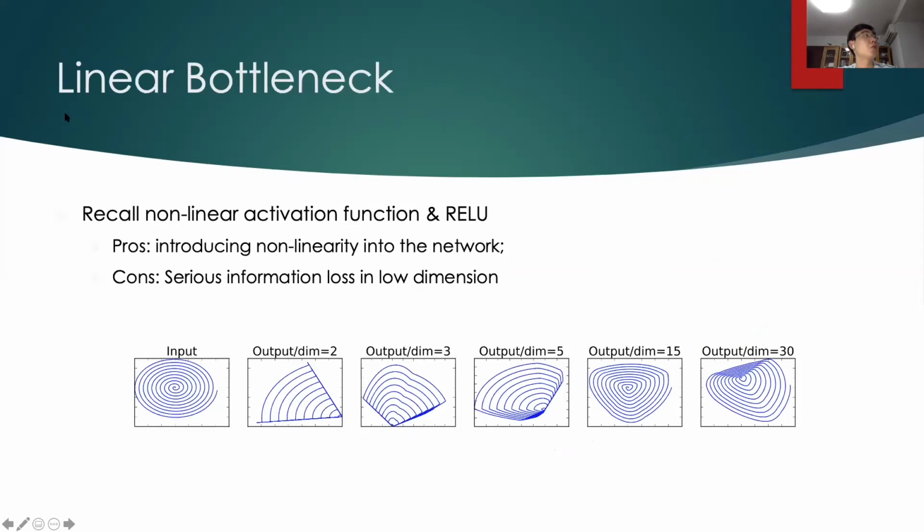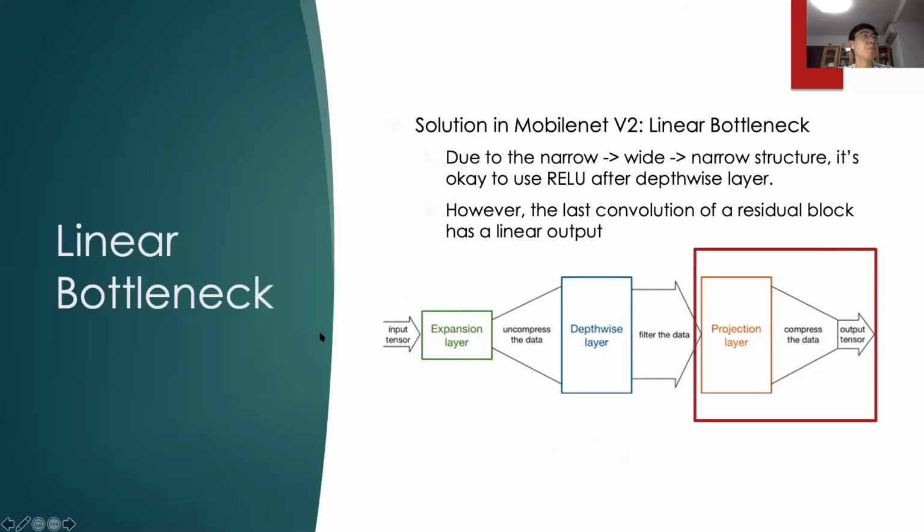And the second feature is the linear bottleneck. The activation function ReLU is an essential part of the neural network. However, ReLU can cause serious information loss when the input has very low dimension. So if you look at the inverted residual blocks here, you can see that we use the expansion layer to uncompress the data and filter the data.